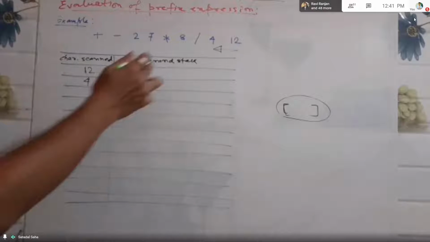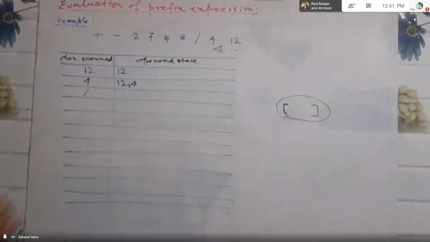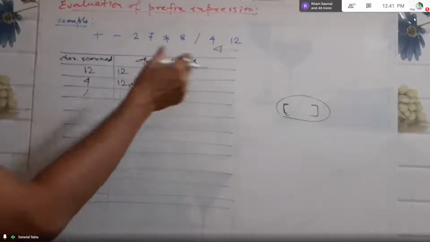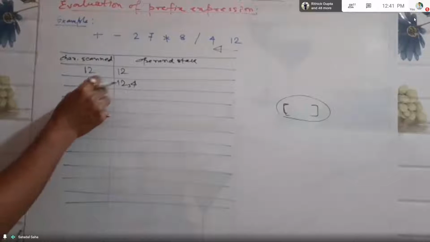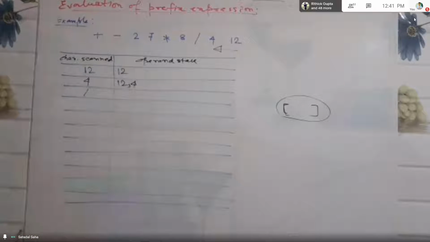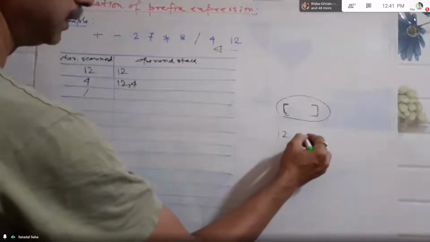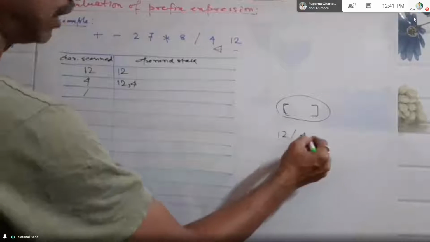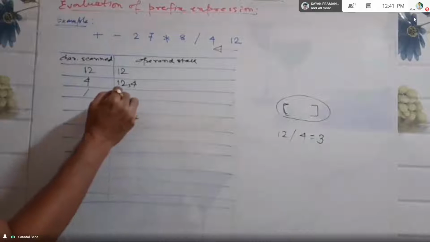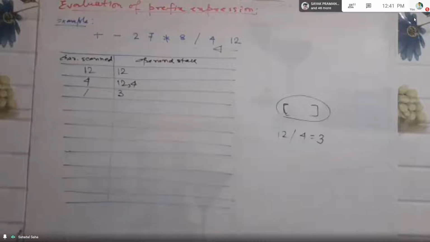So the next is your division sign. Once you get this division sign, you need to pop these two operands from the operand stack, implement this operator onto the operands and put the result. That means once you get this division sign, you need to pop this 12, pop this 4, and use this division. That is 12 by 4 equal to 3, push this into the operand stack. So the operand becomes 3.